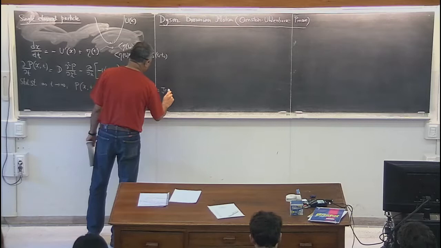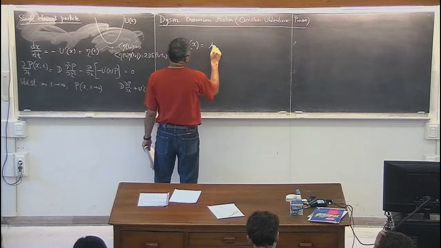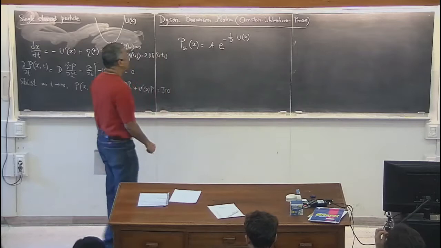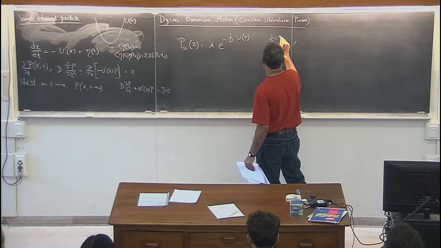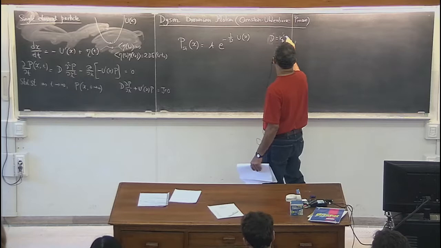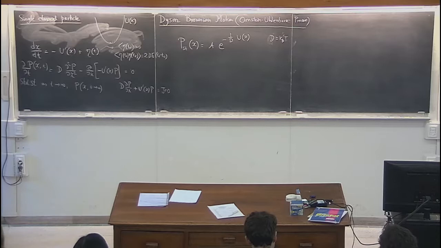And then if you solve this equation, you get the standard stationary state solution, which is, up to a normalization constant, exponential of minus 1 over D times U of x. So this is the Boltzmann distribution, where this is the energy, and you can identify this 1 over D as inverse temperature. So this is the famous Einstein relation. Basically, if you have this particle in this potential well, then eventually it will approach this equilibrium state in the long time limit.